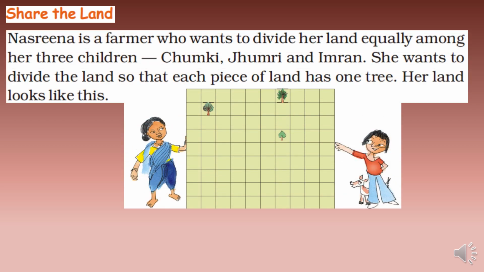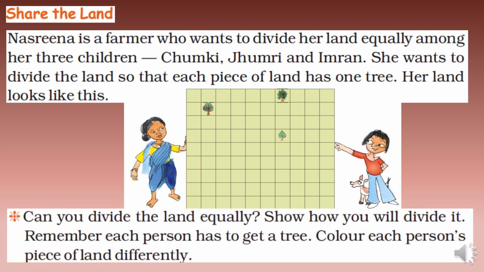Share the land. See, Nasrina is a farmer who wants to divide her land equally among her 3 children, Chumki, Jumri and Imran. She wants to divide the land so that each piece of land has 1 tree. Her land looks like this. So here is a picture of the land. You can see 3 trees and there are total 90 squares in it. So can you divide the land equally?